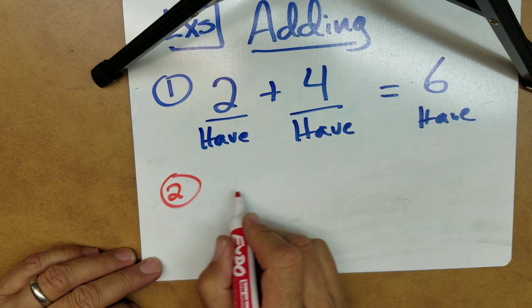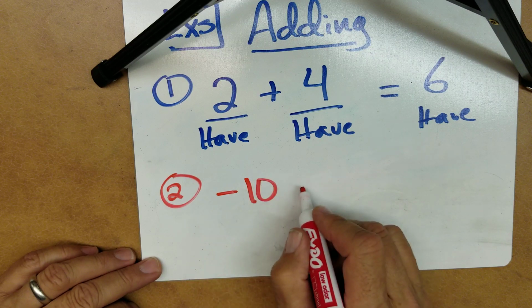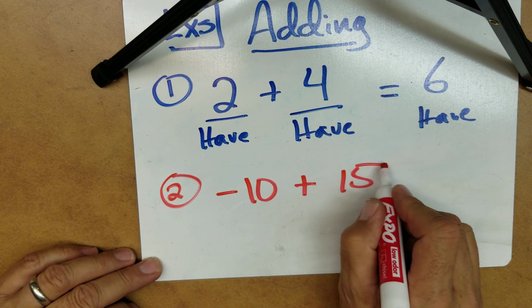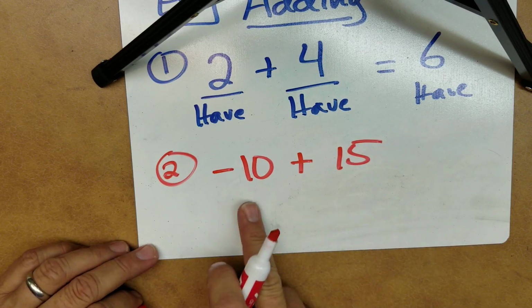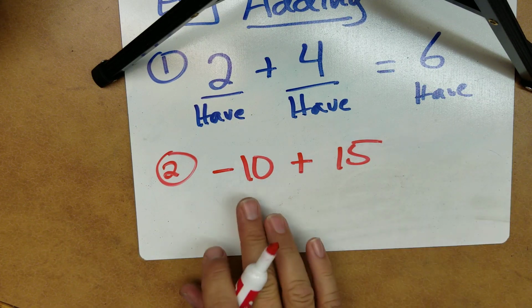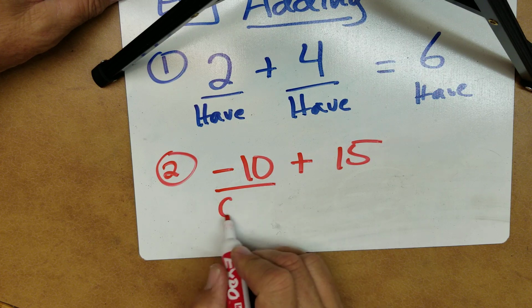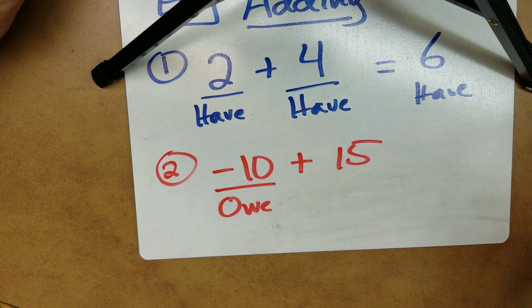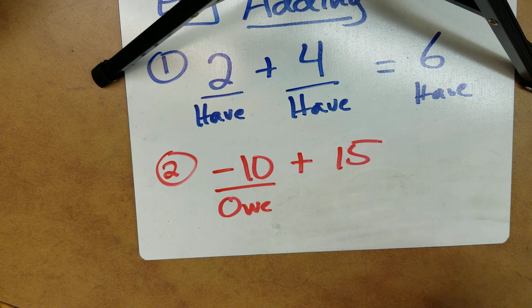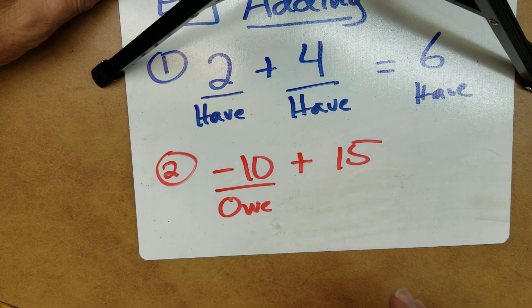Watch, how about this one? A -10 and +15. Now look, which one of these do you owe me? Do you owe me 10 or do you owe me 15? Well, since this is negative, you owe me $10. Now, truly, you should probably stop borrowing money from me because that's not responsible financial practices, but that's okay. We'll get to that later.